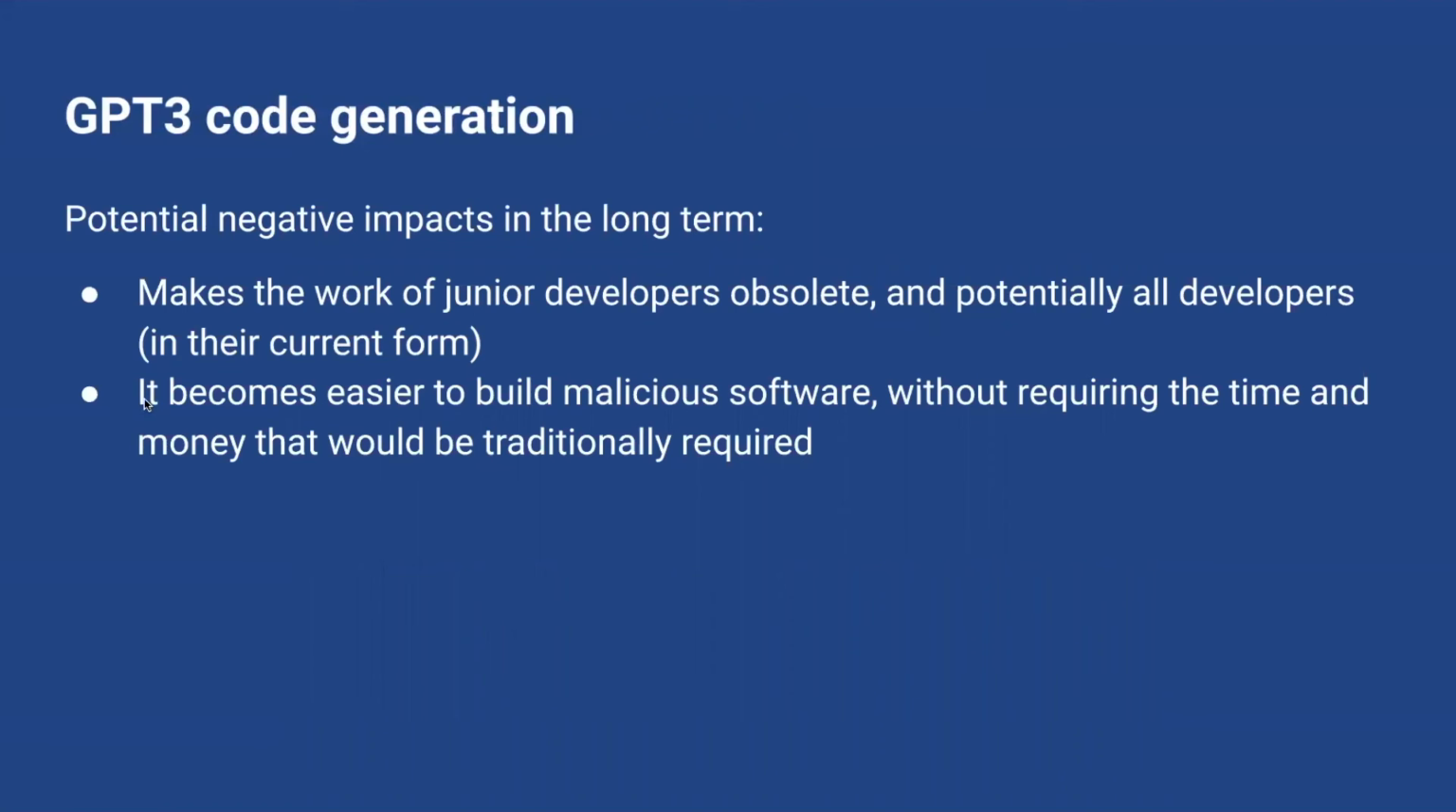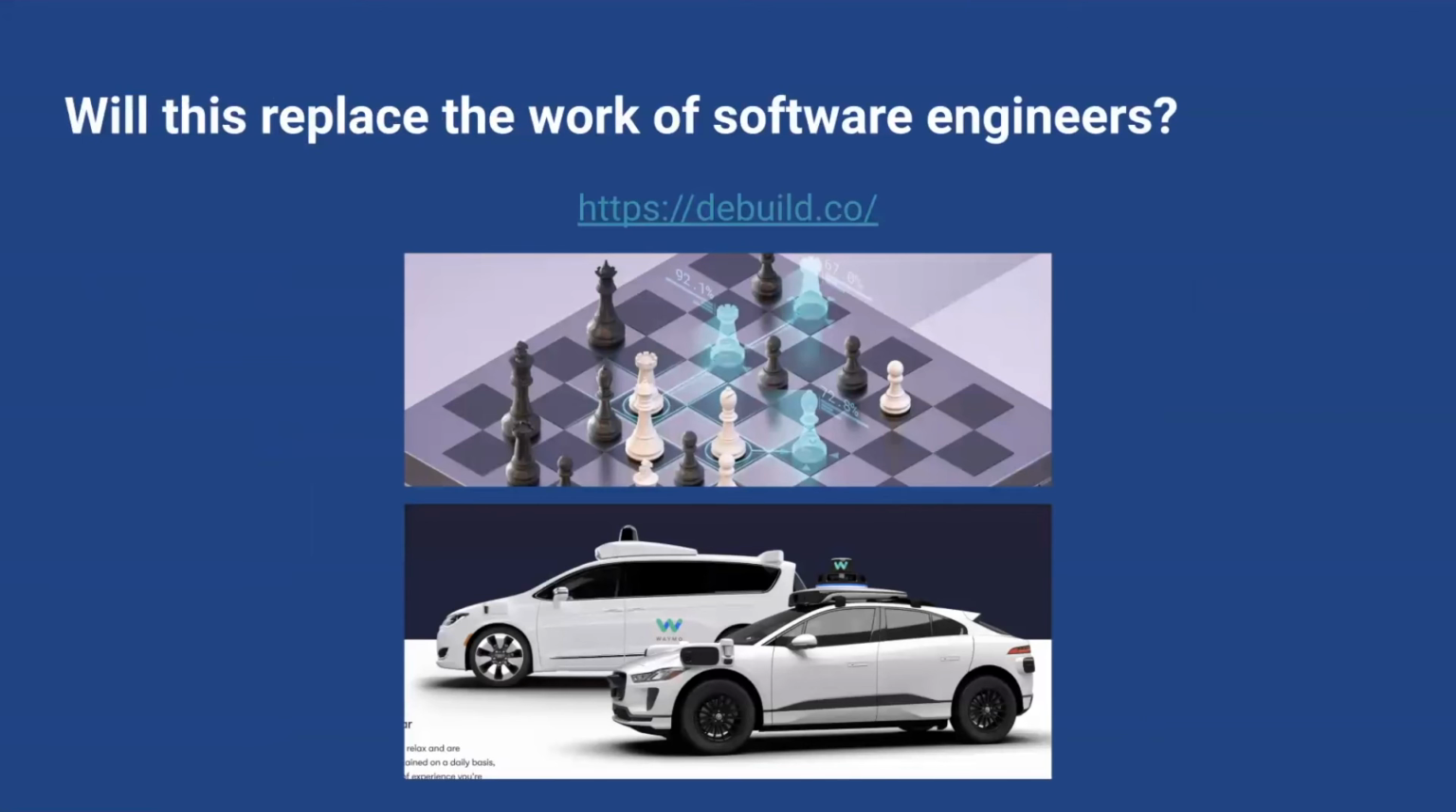And also, as an aside, it becomes easy to build malicious software. Traditionally, if you wanted to write a virus, say, you needed a good understanding of computer software and programming, and you'd also need time and potentially resources. But if you can generate it automatically, that broadens the availability for people to build this kind of malicious software. So some potential negative impacts there, as well as the benefits to businesses.